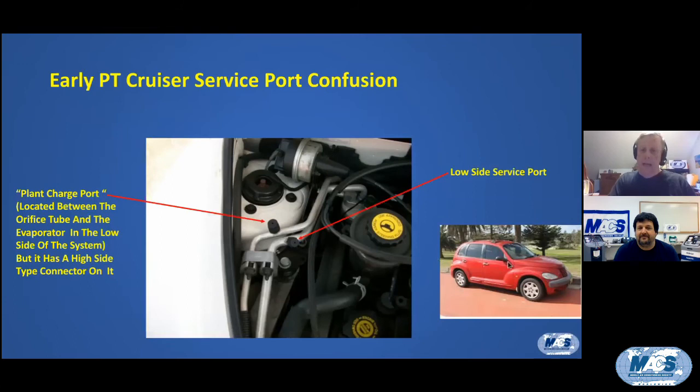So that's our low side service port right there. It's located on the suction line between the accumulator and the compressor. If you follow that line, it would run on down to the compressor. So now we look over here, and what appears to be a high side service port is actually a plant charge port. It's located between the orifice tube and the evaporator in the low side of the system, and it has a high side type connector on it. The orifice tube is staked in this liquid line back in this area right here. So it's on the low side, and a high side connector will connect right up to it.